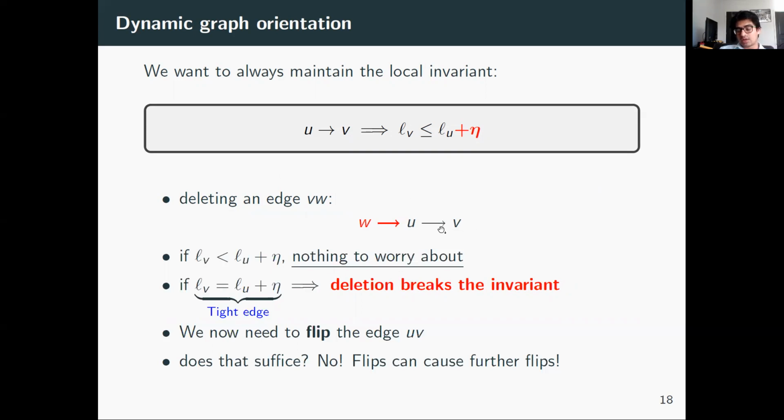And to fix that, what we can do is flip this edge uv again such that it directs towards u, but this will decrease the load of v, and again that can cause an avalanche of invariants being broken everywhere, right? So how do we fix this? Well, one way you could say is that each flip could cause many more flips. So how many more flips can there be at most?